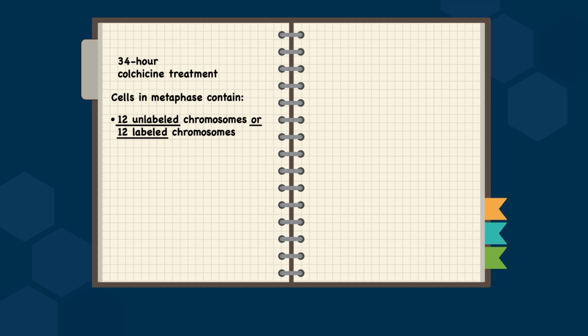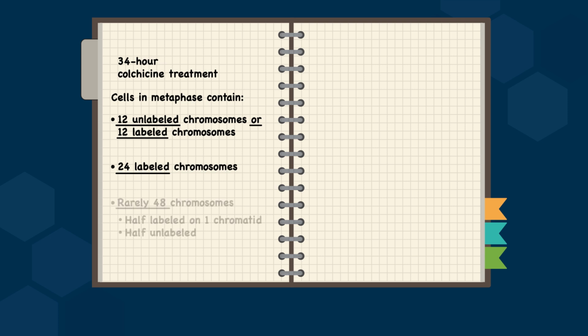In the second pattern, there were cells with 24 chromosomes, where only one chromatid was labeled on each chromosome. This suggested that there was one round of S phase during the labeling period and another round during colchicine treatment. During the first S phase, one chromatid was labeled, and in the second S phase, the newly synthesized chromatid was not labeled.